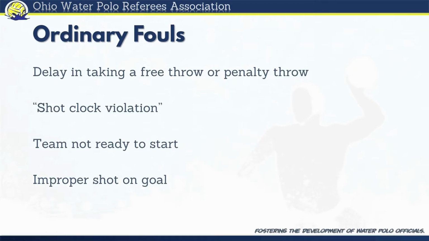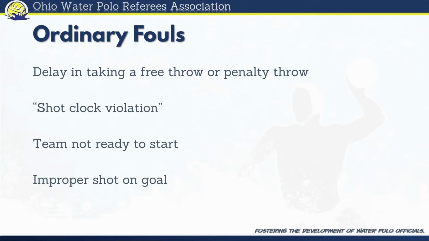Other ordinary fouls would be a delay in taking a free throw or penalty throw, right? So a player gets a reasonable amount of time. Referee wants the ball to move down the pool or to be taken on a penalty throw. If the player delays, that's going to be an ordinary foul. A shot clock violation, right? 30-second shot clocks, if those get expired. If a team's not ready to start after a timeout or at the beginning of a quarter, the referee can call that. You won't see that very much, but we can.